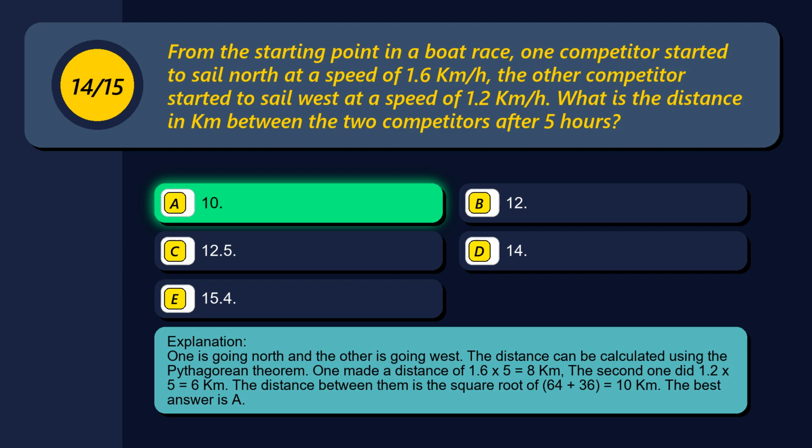One is going north and the other is going west. The distance can be calculated using the Pythagorean theorem. One made a distance of 1.6 x 5 equals 8 kilometers. The second one did 1.2 x 5 equals 6 kilometers. The distance between them is the square root of 64 plus 36 equals 10 kilometers. The best answer is A.